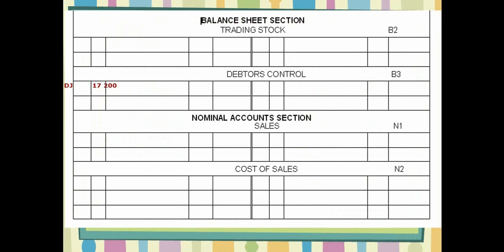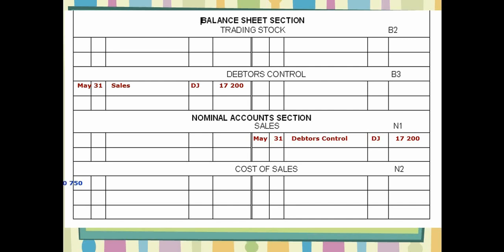Let's have a look at the actual example. Debtors control goes up, and we write the contra account called sales, 17,200. We got this from the Debtors Journal, so there's my debit entry. Now I need to put my credit entry in. May the 31st, and here I write the contra account, the other account involved, which is debtors control, DJ 17,200. Remember, sales is an income, so it goes up on the credit side. Debtors is an asset, and it goes up on the debit side.